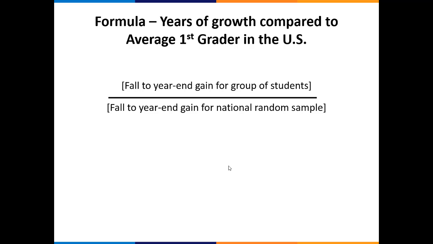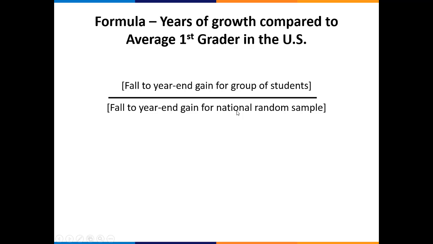We're just going to be following a simple formula, and this formula is for the years of growth compared to the average first grader in the United States. So the first thing you're going to do is look up the fall to year-end gain for a group of students. For example, you're going to look up the fall to year-end gain for discontinued students in your school district, all right? You'll look up that number, and then you're going to divide that number by the fall to year-end gain of the national random sample, all right?